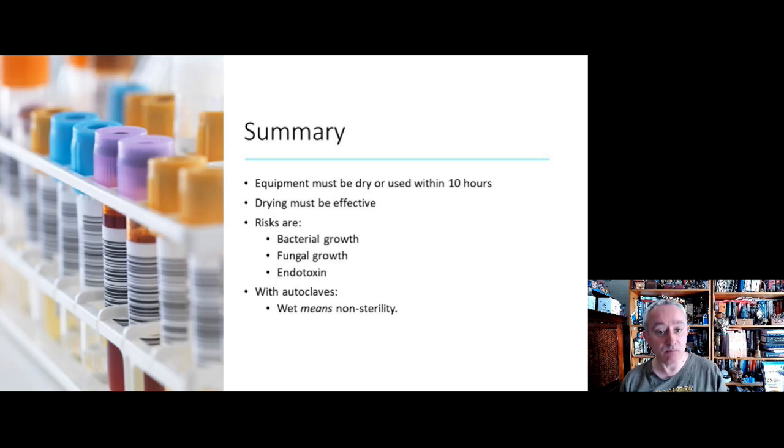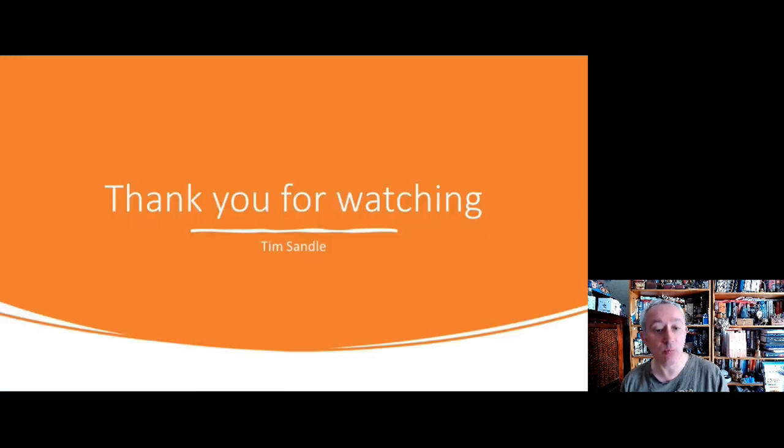Okay, so equipment must be dry, or if it cannot be dried it needs to be used within 10 hours. Drying, where we seek to dry things, must be effective, and we need to use things like compressed air or good quality drying cabinets. The risks are bacteria growing, fungi landing in terms of spores and then growing, and bacteria releasing endotoxin that's really difficult to remove from the process and causes considerable patient harm if it was to be present. And with autoclaves, wet again is an absolute term. A wet load means non-sterility, so they're really important points.